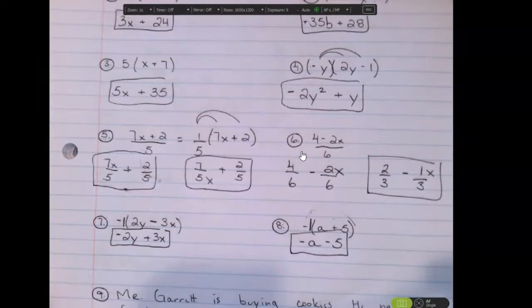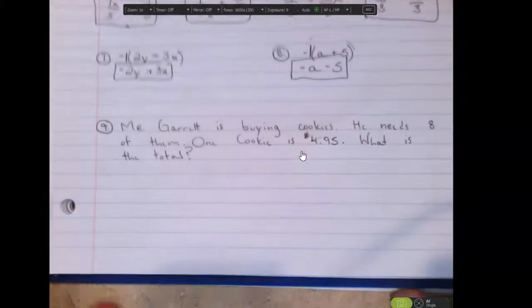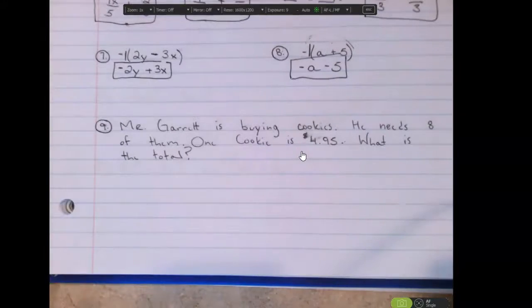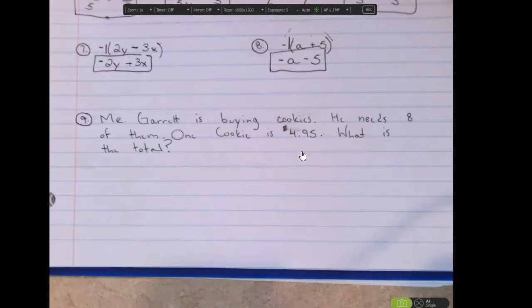All right, we're almost finished. We've got about 3 more problems left, okay? So, number 9, I've got a story problem. Haven't done many of these in a while. So, let's go ahead and get this one down without any griping or complaining.